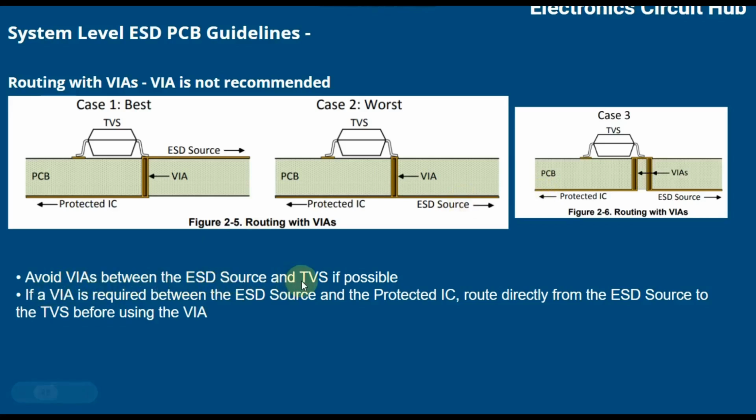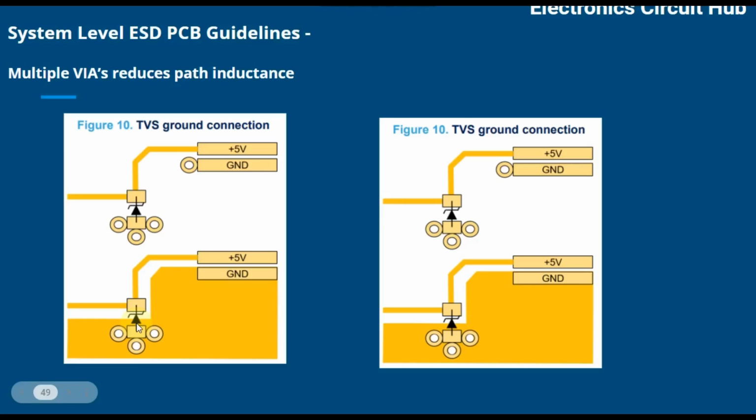Avoid a via between the ESD source and TVS diode if possible. If a via is required between the ESD source and protected IC, route directly from the ESD source to the TVS before using the via. This is also another technique for ESD reduction. Multiple vias reduce the path inductance. If you use multiple vias on the ESD diode on the ground side, it will reduce the path inductance, since they come in parallel.